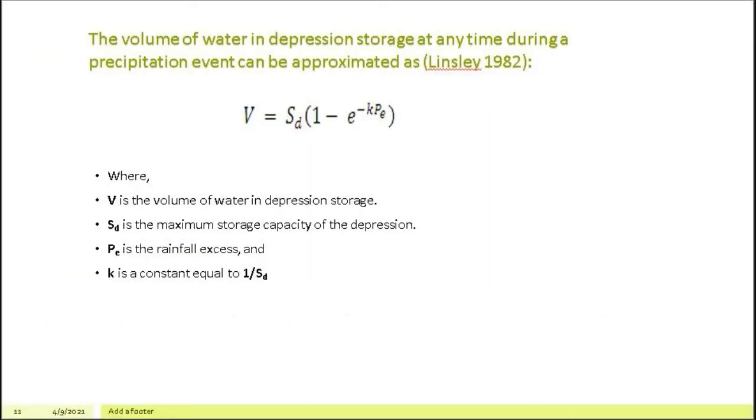According to Lindsay, the volume of water in depression storage at any time during a precipitation event can be approximated as V is equal to S sub D times the quantity 1 minus E raised to negative K V sub D, where V is the volume of water in depression storage, S sub D is the maximum storage capacity of the depression, V sub D is the rainfall excess, and K is the constant equal to 1 over S sub D.